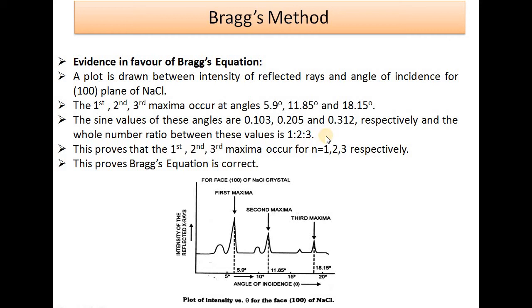Now this suggests that the first, second and third maxima occur for n equal to 1, 2, 3 respectively, as the sines of these angles have the ratio of 1 to 2 to 3. It means these correspond to first, second and third maxima occurring for n equal to 1, 2 and 3. So what does it suggest? Bragg's equation is correct. So it is the evidence in favor of Bragg's equation. From this figure, we can see the ratio of sine of angles is giving the ratio of 1 to 2 to 3, which suggests that Bragg's equation is correct and proved here.